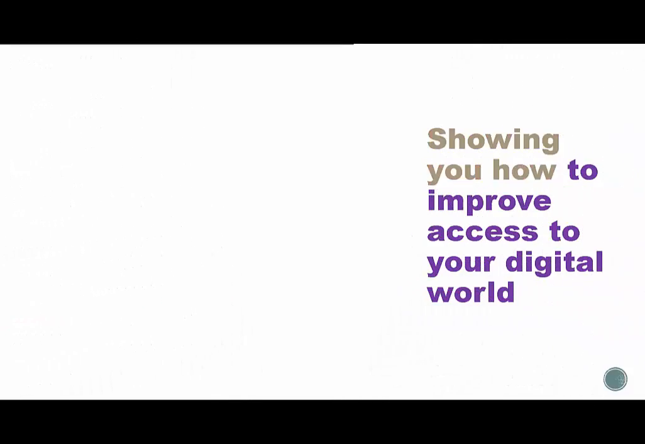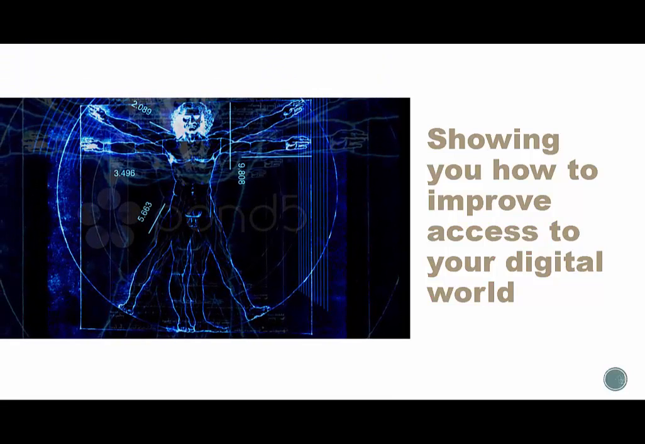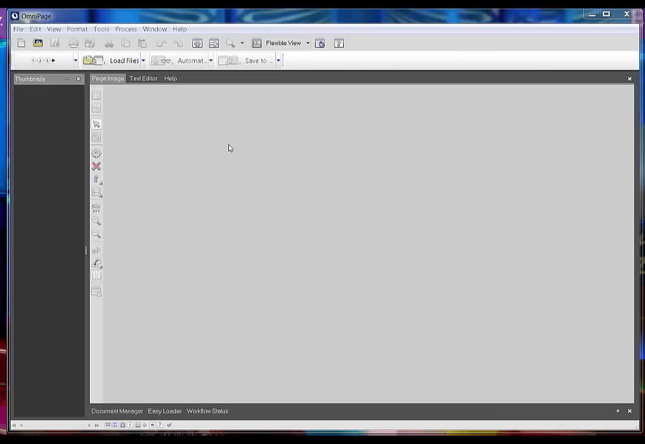Showing you how to improve access to your digital world. This is Omnipage, the optical character recognition software that we're going to use to convert the PDF file of the chapter of the book that we worked on earlier.